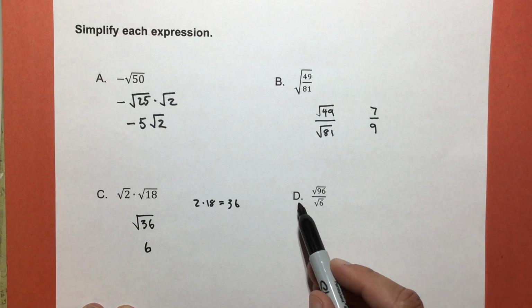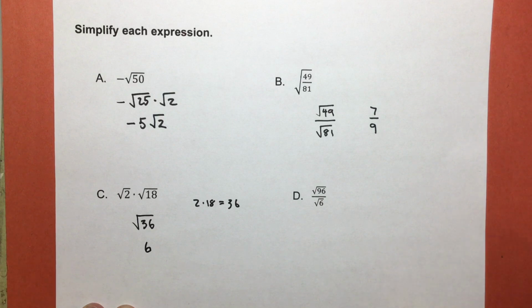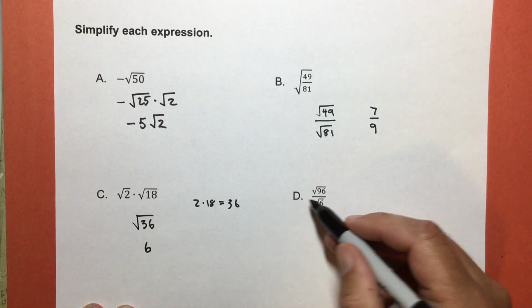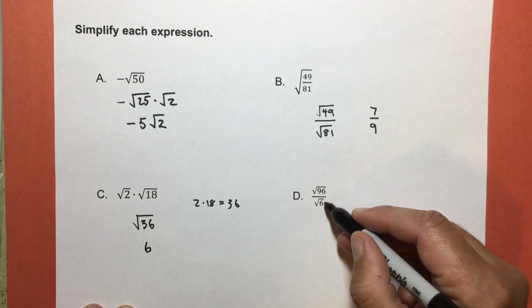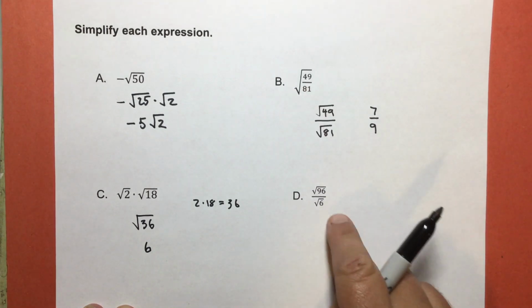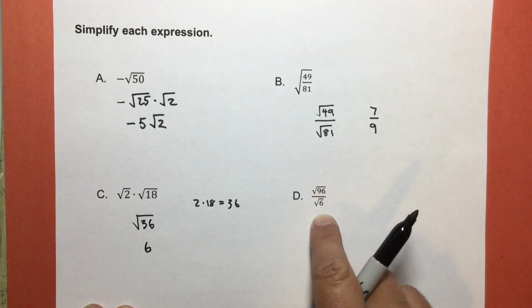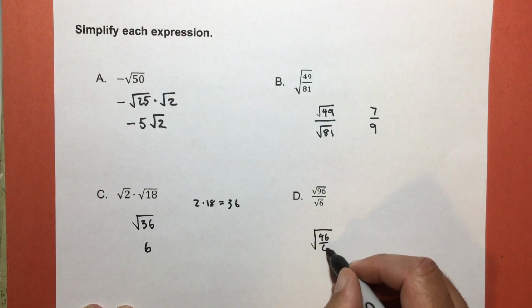Finally, for problem D, it's bugging me that I didn't tab over to line this up. Try to ignore that, okay? For part D, square root of 96, I don't know. Square root of 6, I don't know. But I can do this. I can go backwards from what I did here. So I'm going to combine these. This gives me the square root of 96 divided by 6.